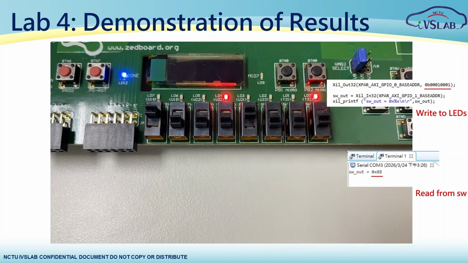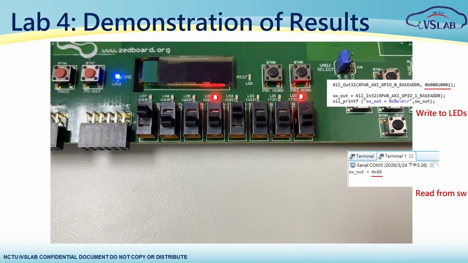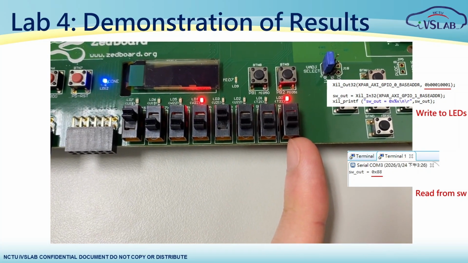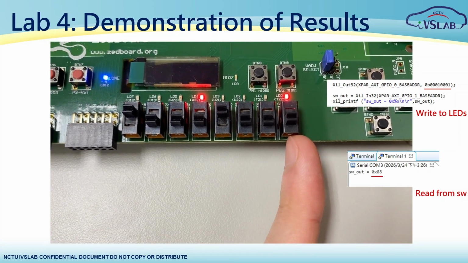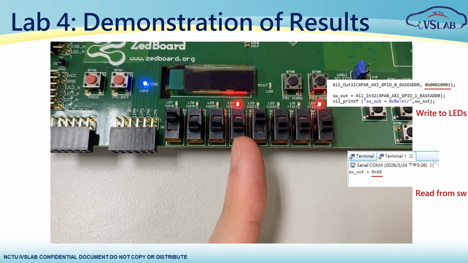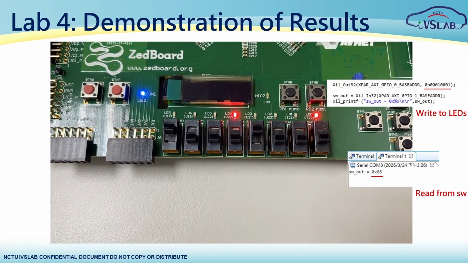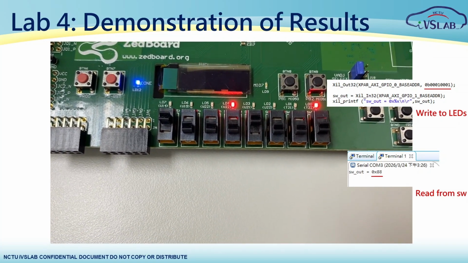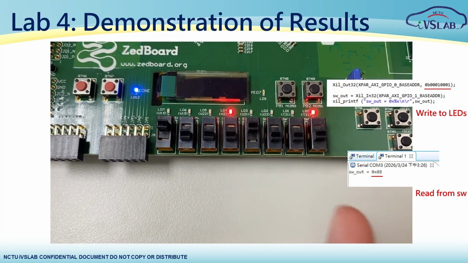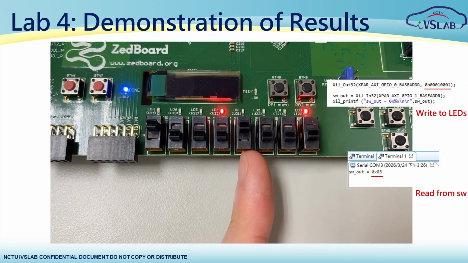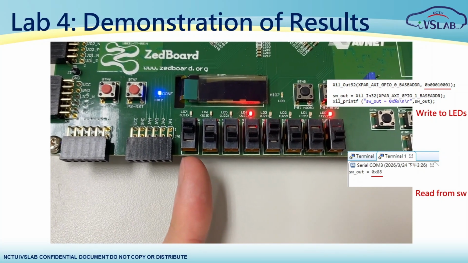Here is the final demonstration of our Lab 4 results. Once successfully executed, you will see the outcome right here on the screen. Since we programmed the CPU to write a binary value of 00010001 to the LEDs, the first and fifth LEDs from the right side will light up. Later on, feel free to modify the code yourself, re-execute the program, and light up whichever combination you prefer.